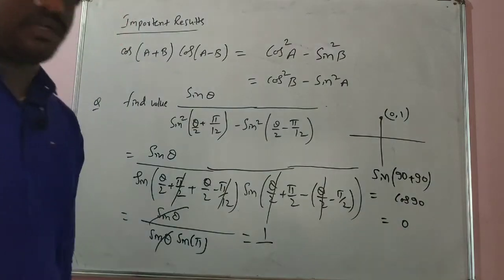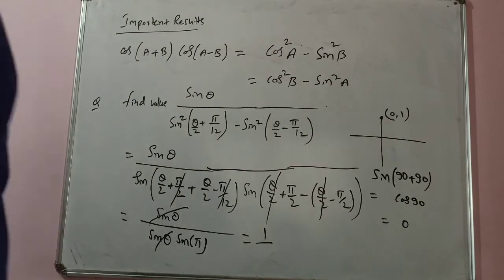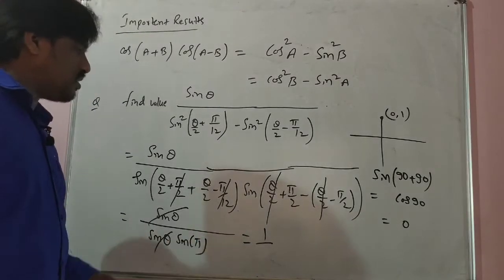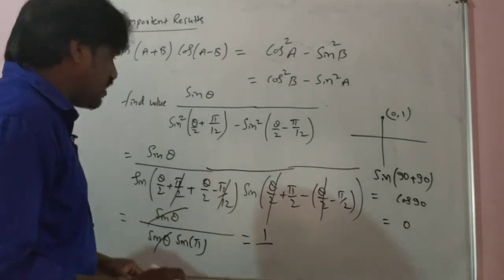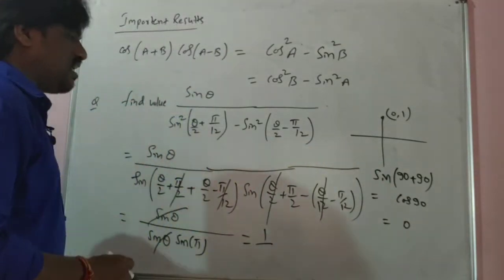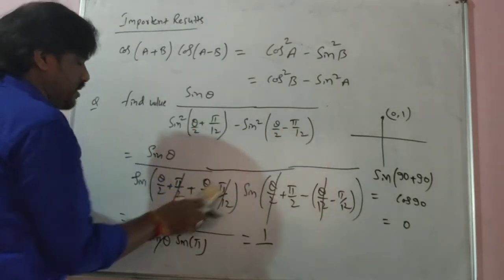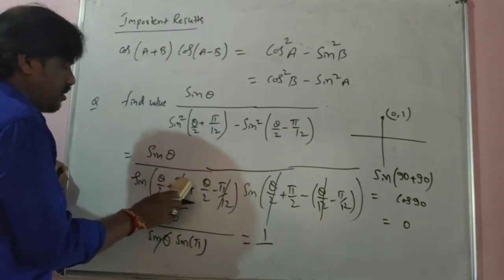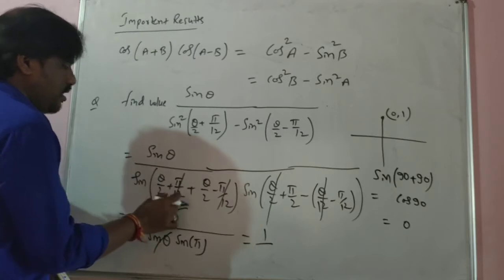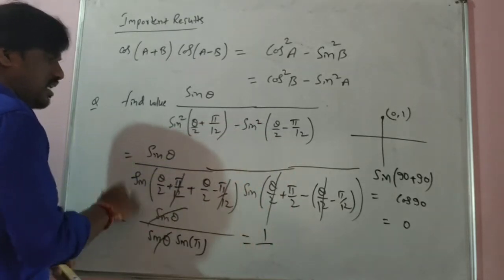So here sine 180 will be 0. 1 upon 0. Let me check once. So sine 180 is 0, right? Actually, not actually, here the mistake happened. This is pi by 12. They given theta, pi by 12, right? So when you are adding theta by 2 plus pi by 12 plus theta by 2 minus pi by 12, this is cancelled. You got sin theta.